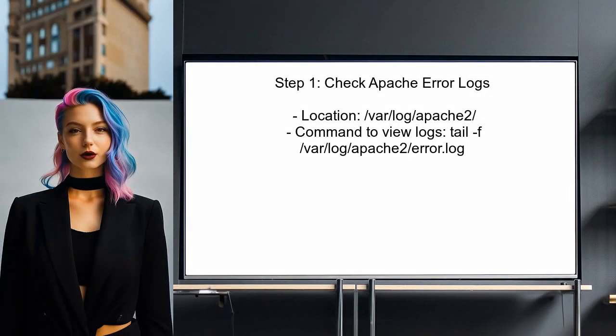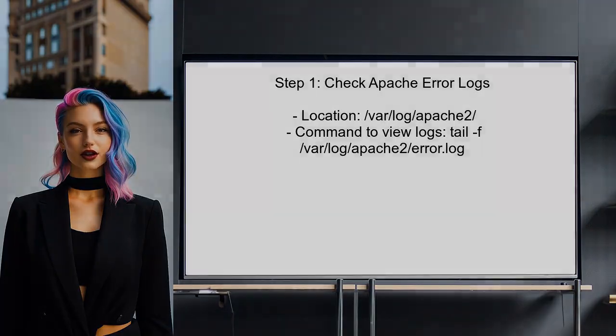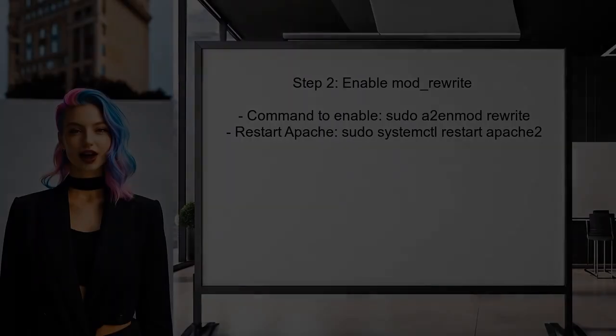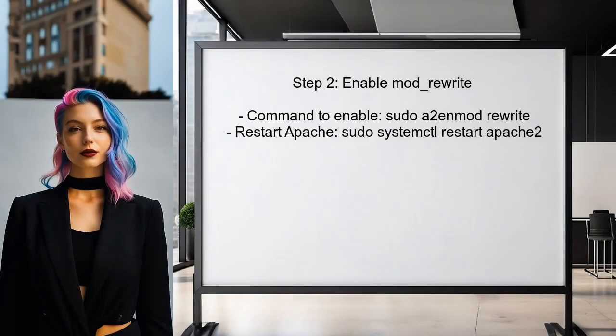To resolve the 500 internal server error, the user should first check the Apache error logs. This will provide insight into what is causing the error. The logs can typically be found in the directory /var/log/apache2. Next, the user should ensure that the mod_rewrite module is enabled in Apache. This module is essential for the .htaccess file to function correctly. The user can enable it by running the command sudo a2enmod rewrite in the terminal.